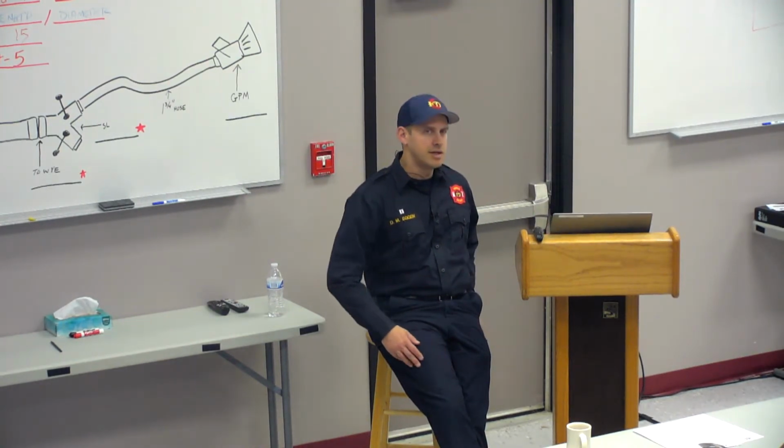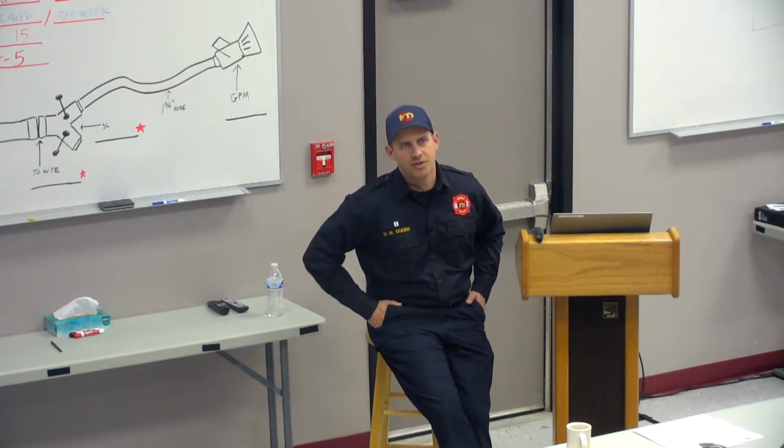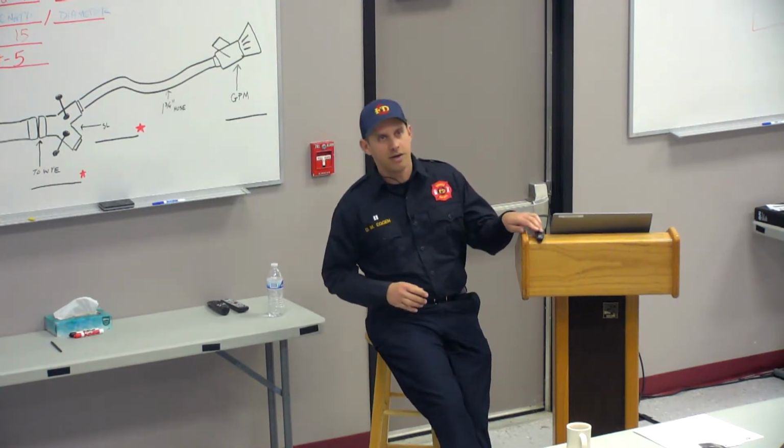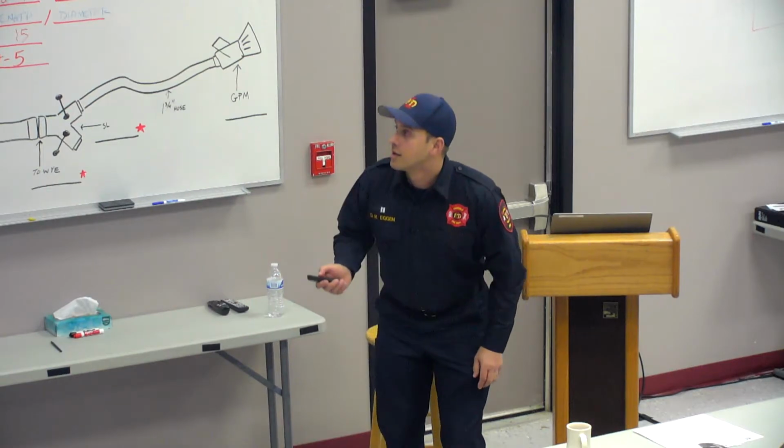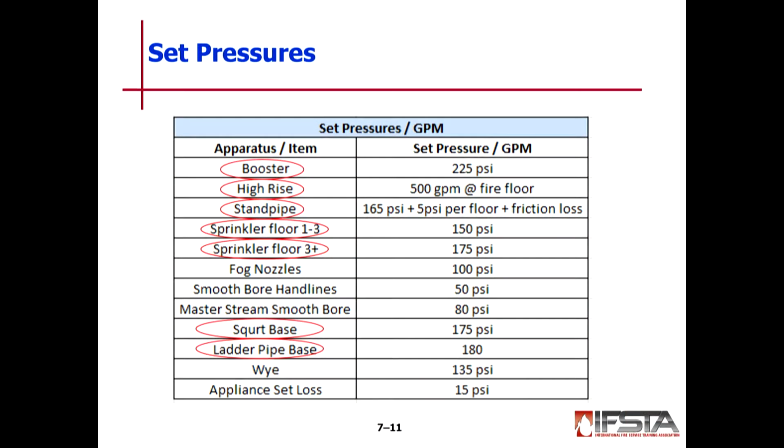All right. So these are some of our set pressures. You'll see up there, the booster is 225. High rise, we want 500 gallons per minute at the fire floor. Our standpipes, we get that by doing 165 plus 5 psi plus the friction loss. Sprinklers, floors 1 through 3, we're going to pump at 150. 3 and above, we're going to go at 175.